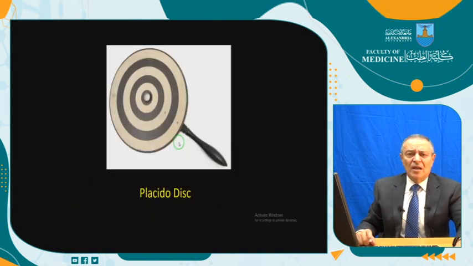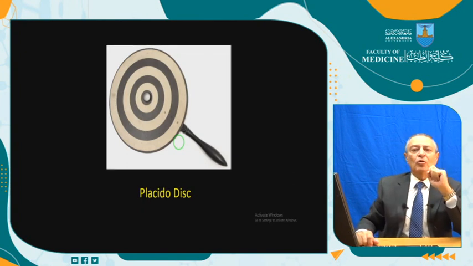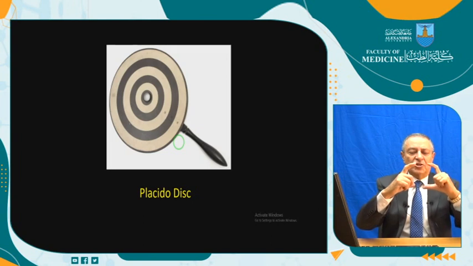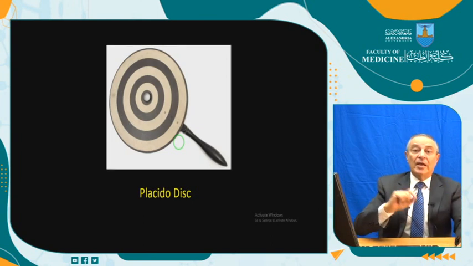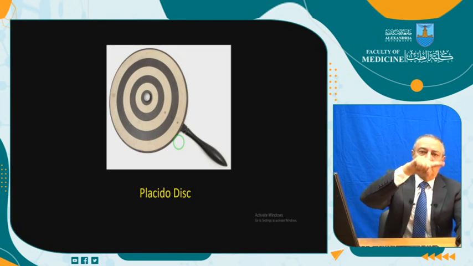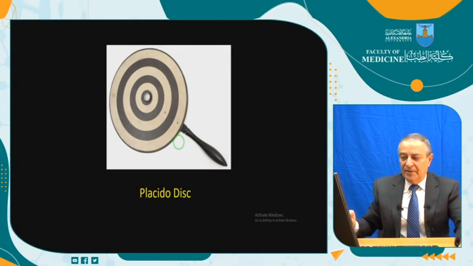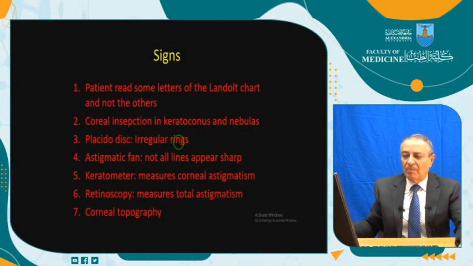This is a disc that can be handheld, and there are rings like that. This will be imprinted on, or reflected from, the surface of the cornea. If the cornea is spherical, you will find the reflections like circles. If the cornea is oblong, you will find it like a rugby ball, like an egg, something oblong like that. This is a Placido disc.